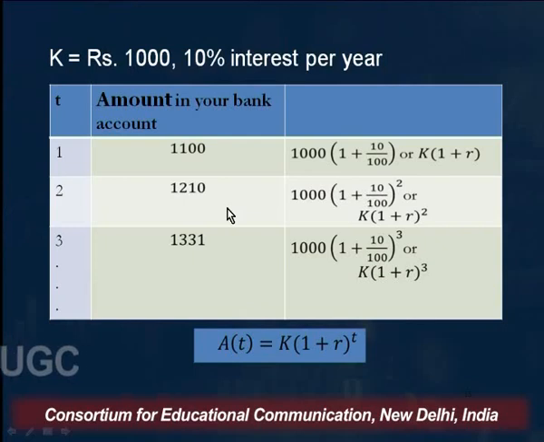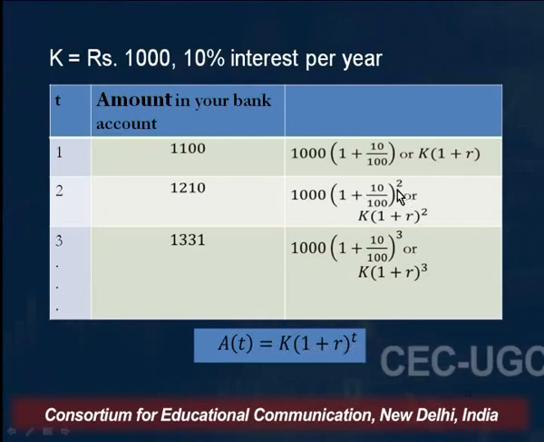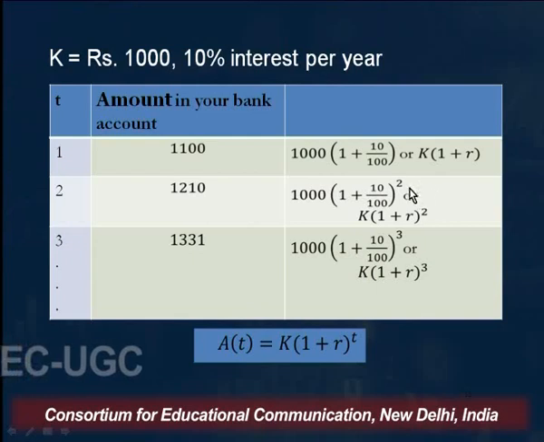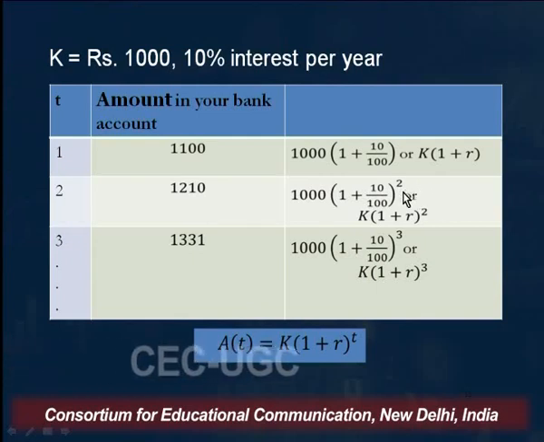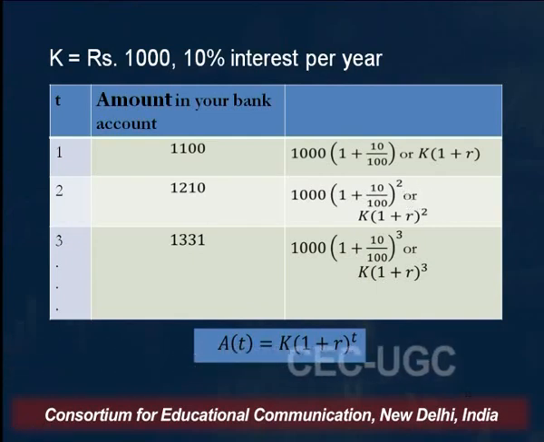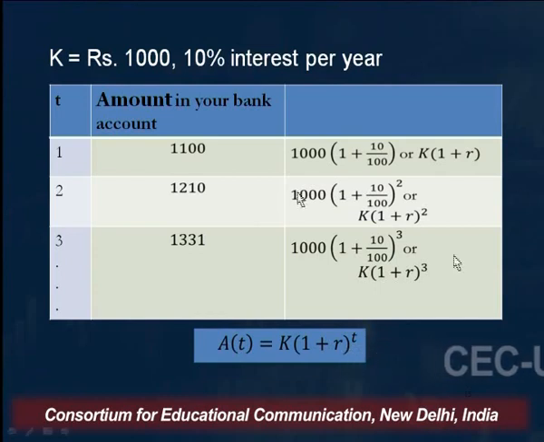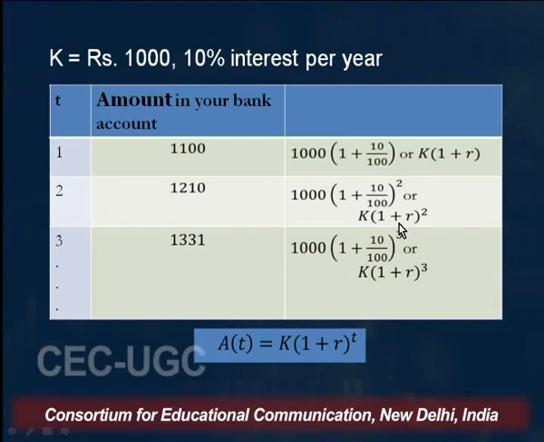Similarly, 1210 we said can be written as 1000 times (1 plus 10 by 100) the whole squared. Just notice here that the year that you have in the first column is the same power that appears here, for (1 plus 10 by 100) squared. So this in general can be written as k, which is a principal, times (1 plus r) the whole squared.